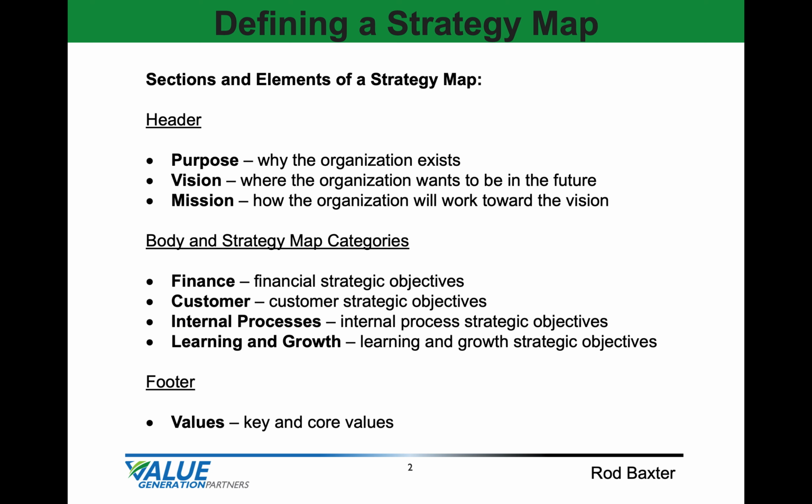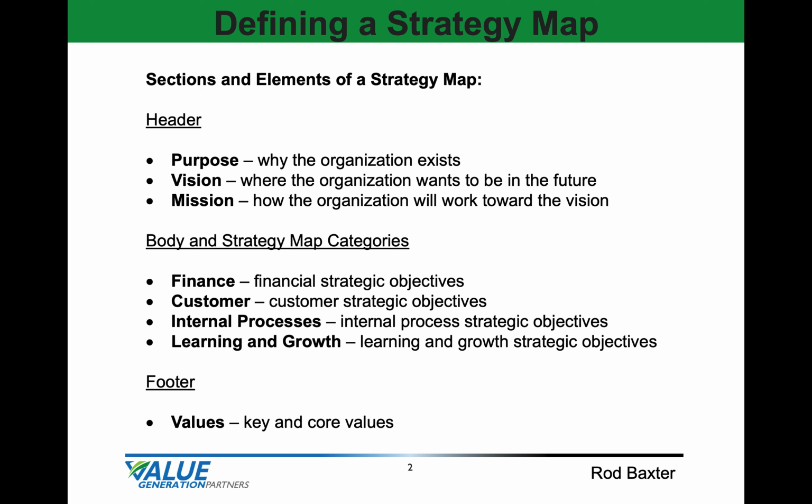The sections and elements of a strategy map include the header: the purpose, why the organization exists; the vision, where the organization wants to be in the future; and the mission, how the organization will work toward the vision. Then there's the body of the strategy map, the categories. First is finance, the financial strategic objectives, then customer, those customer strategic objectives, and internal processes, what are those strategic objectives? And around learning and growth, what would be the strategic objectives?